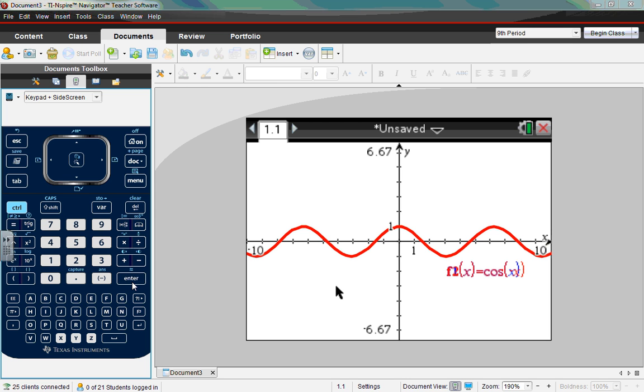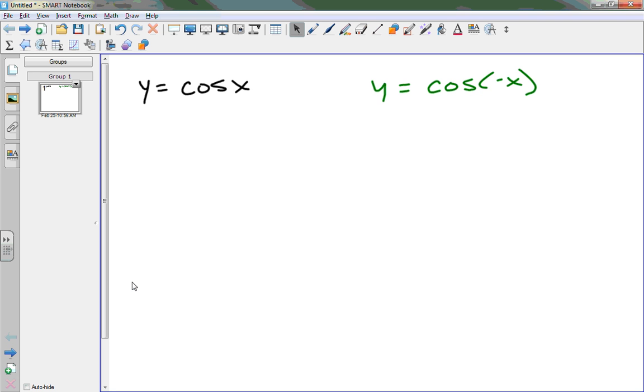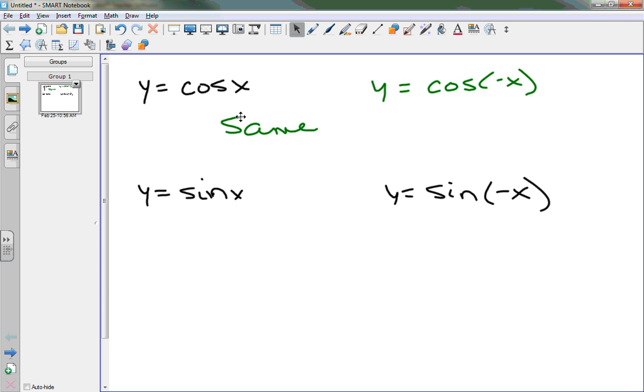If I have these two graphs, they will be exactly the same, right? However, what about these two graphs? The y is equal to sine of x and y is equal to sine of negative x. Will those two be the same? Stop, don't do it yet. Don't do it yet, Morgan.